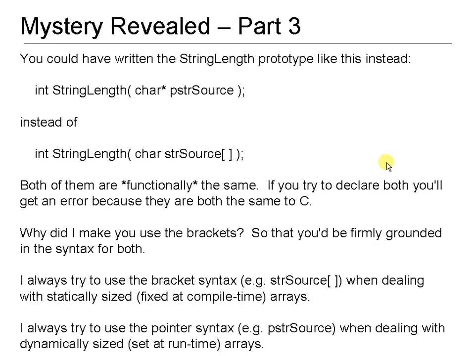Now, you could have written the string length prototype, and by the way the definition, like this instead. So you could have had int string length char asterisk pstr source instead of int string length char str source brackets. Both of them are functionally, and I want to highlight functionally, the same. If you try to declare both of these versions, you'll get an error because they are both the same to C. So it says, hey, you got the same thing twice. One of them's got to go.